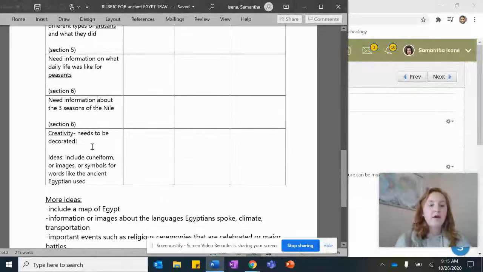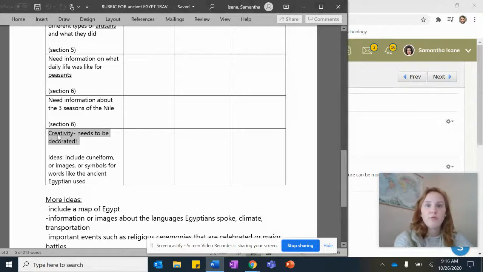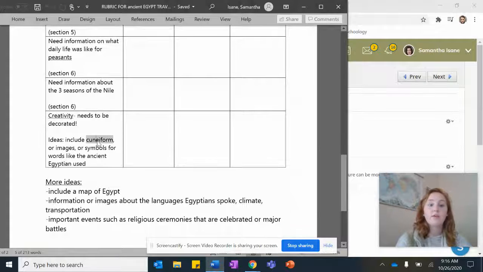And the last thing I want for you guys is get creative. Let your mind explode with creativity. So some ideas I have for you. You could include cuneiform, which we talked about was their written language. It was symbols for words. You can include images or symbols for words like that the ancient Egyptians used.